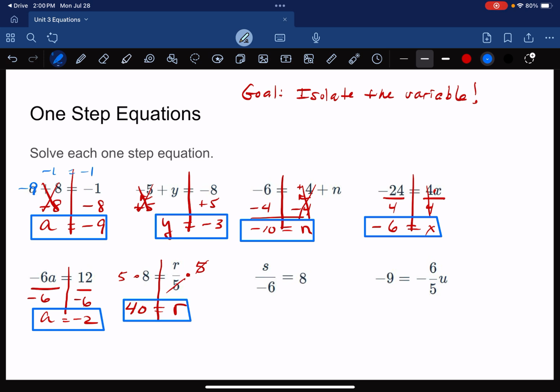All right, the next one, you give it a try, see how you do. All right, I'm going to split this into 2 halves. I've got an S divided by -6, so I'm going to multiply by -6. And the -6's cancel on this side. And then 8 times 6, positive times a negative is negative, and then 8 times 6 is 48.